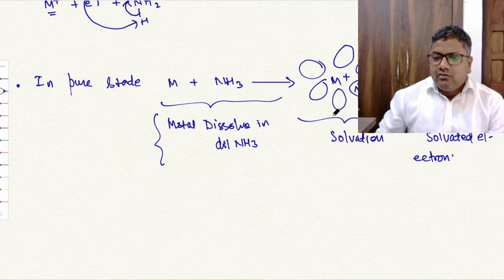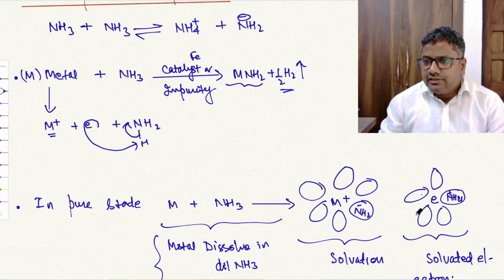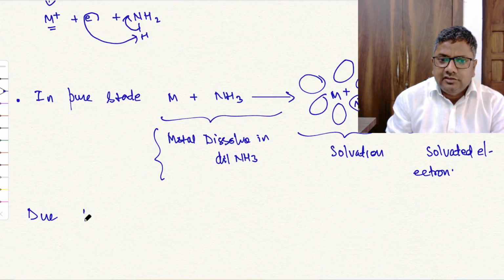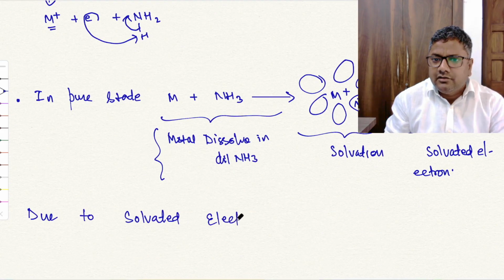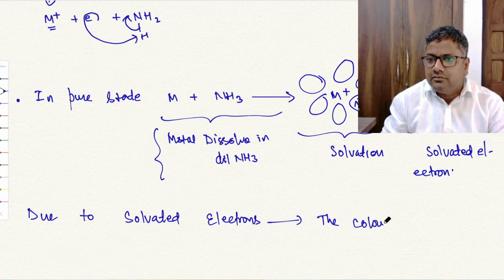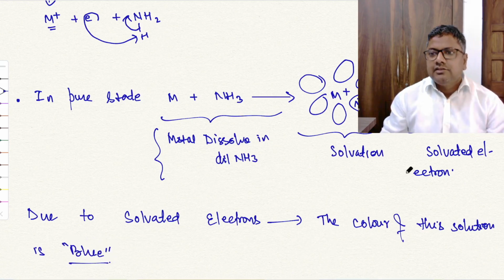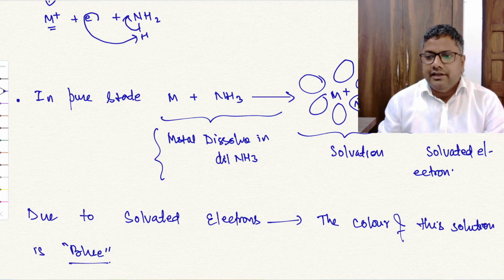What is the consequence of this solvated electron? Due to the solvated electrons, the color of this solution is blue. You will get a brilliant blue color solution. So the presence of this blue color solution indicates that there is a solvated electron in it.